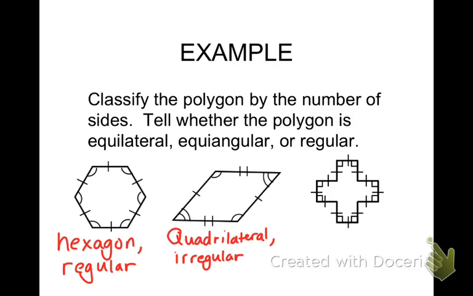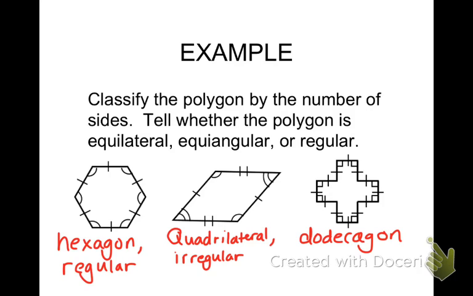And this last one, we have 1, 2, 3, 4, 5, 6, 7, 8, 9, 10, 11, 12 sides. Dodecagon. That says irregular, huh? Quadrilateral. Why is it a quadrilateral? It says 4 sides. 1, 2, 3, 4 sides.